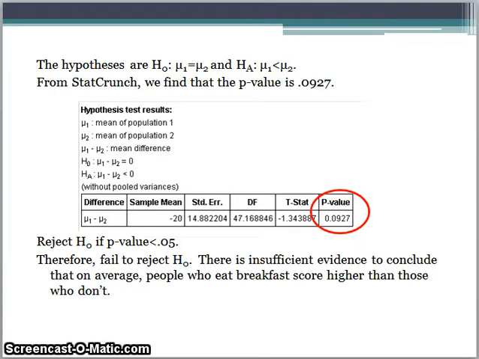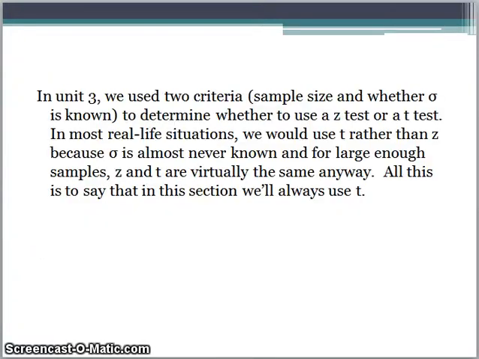We're always still going to reject H0 if the p-value is less than alpha, and they gave us 0.05 in this problem for alpha. Our p-value is not less than alpha, so we fail to reject H0 and say that there is not enough evidence to conclude that people who eat breakfast score higher than those who don't, on average. Okay? So that's our first problem.